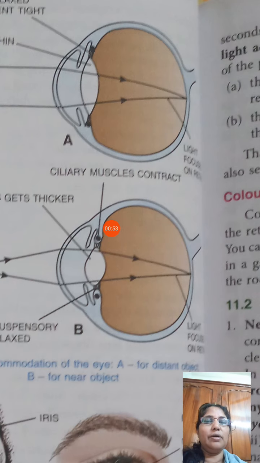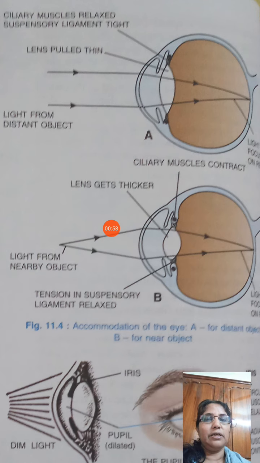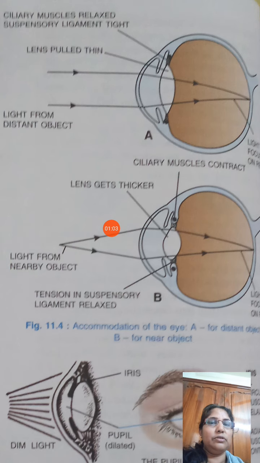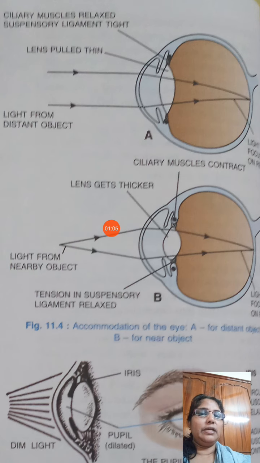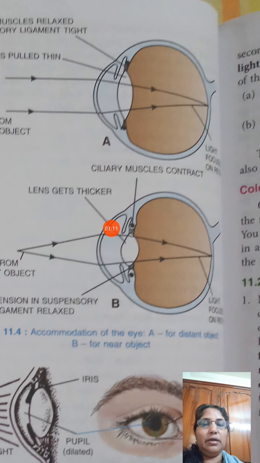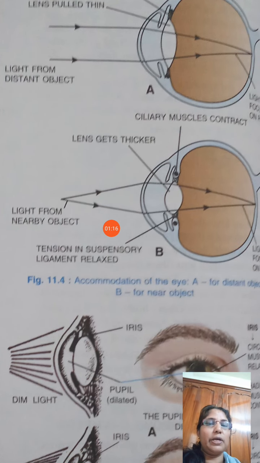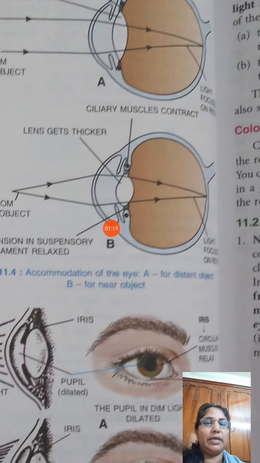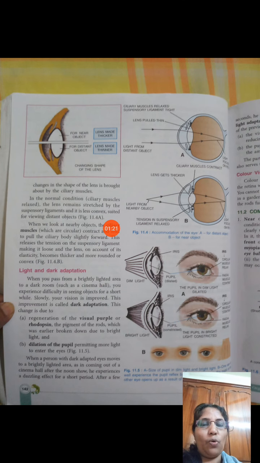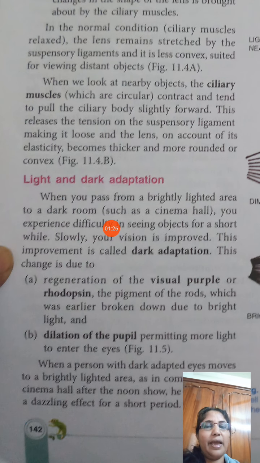Here you can see the picture of how we see the light from a distant object. It passes through the aqueous chamber, through the lens, through the vitreous chamber. Finally it focuses at the retina. How do we see a nearby object? The lens becomes more convex and we can see how the focusing occurs. And then again you see two terms, light and dark adaptation.